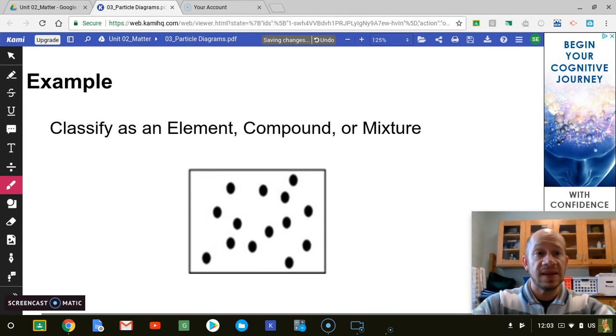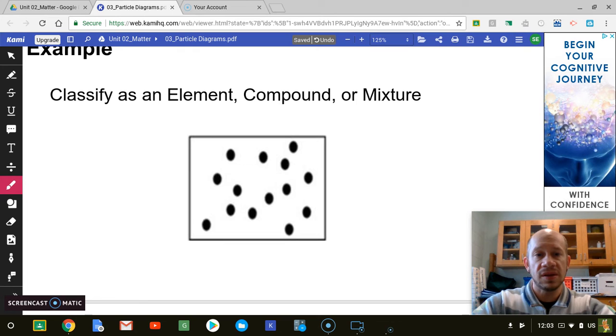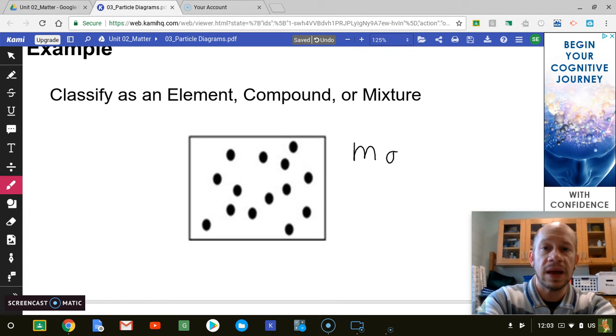For example, you might be asked to classify as an element, compound, or a mixture. So here, I have a bunch of single filled-in circles. They're all the same element, and they're not bonded together. So this would represent a monatomic element.